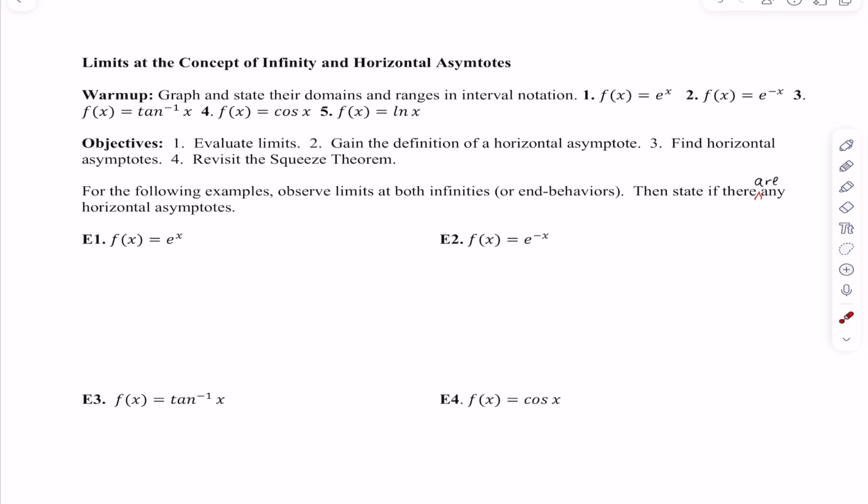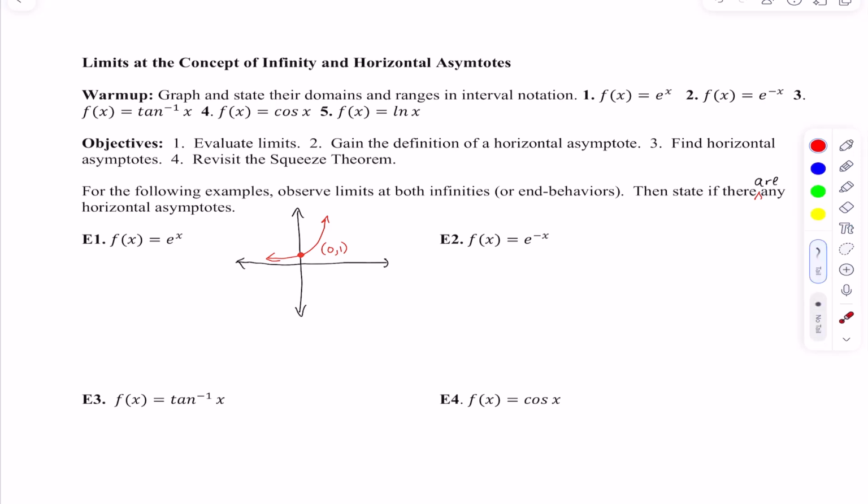For the following examples, what you're going to do is actually graph the function from memory and observe the end behavior of every single function. So you may have done this in algebra, but we're going to do it again in differential calculus in greater detail. So the exponential growth function, from left to right, is increasing and concave up, and there is a y-intercept at (0, 1). Now let's observe the end behavior.